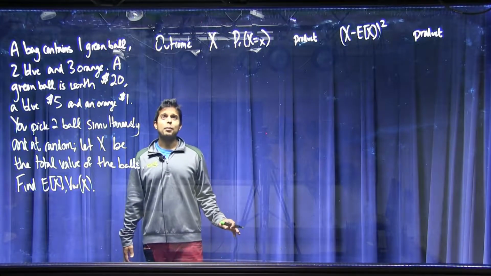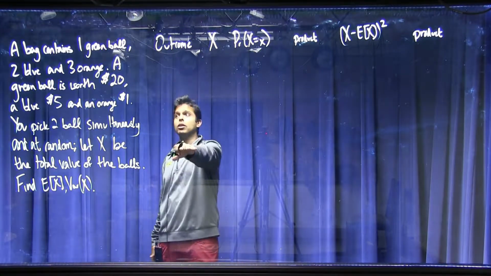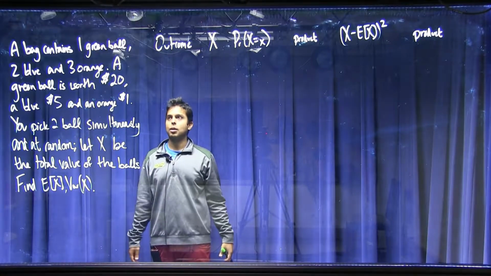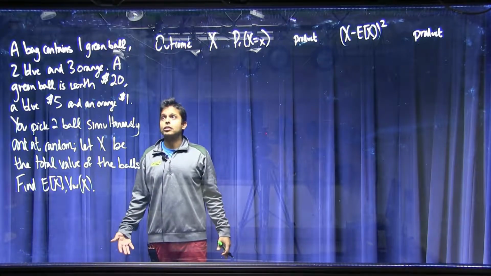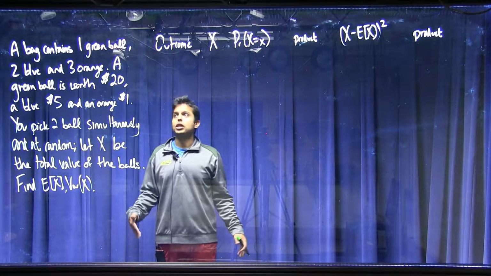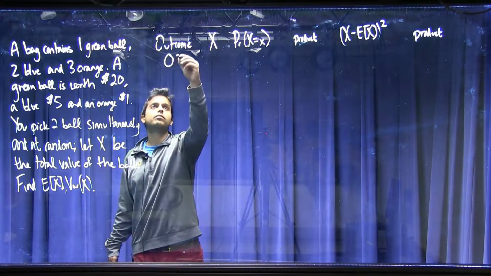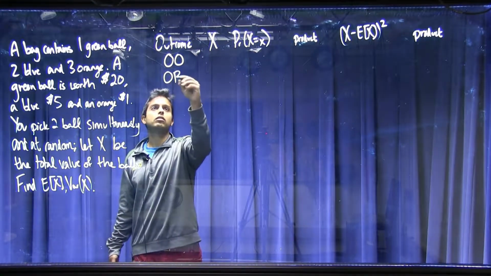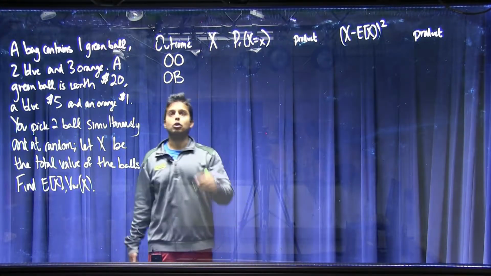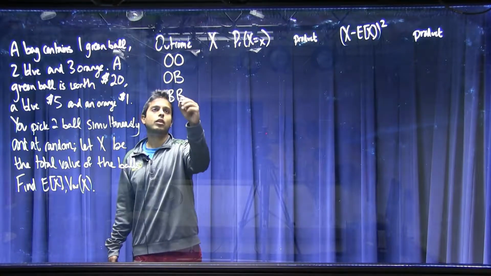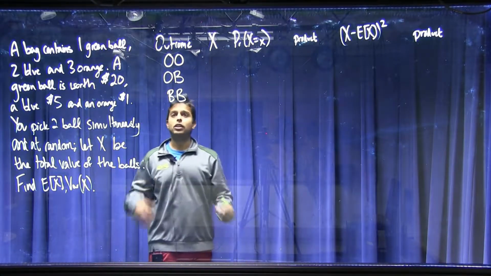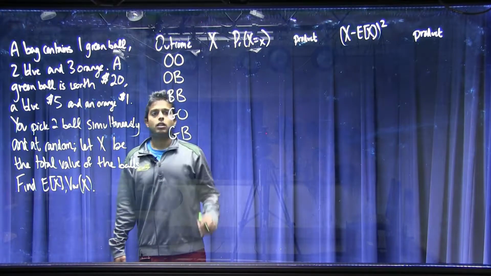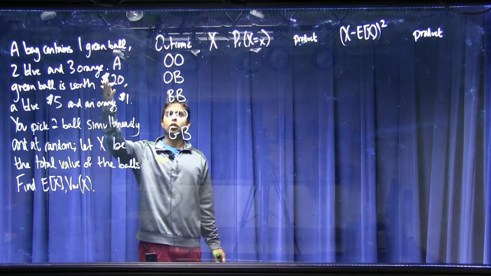So I think in this example it's best if we first write the outcomes and then the possible values for X, because they're not as straightforward as in the last couple of examples. So, for example, one thing that we could do is we could get two orange, or we could get an orange and a blue, or we could get two blues, we could get a green and an orange, or we could get a green and a blue. Notice we can't get green and green because there's only one green one.